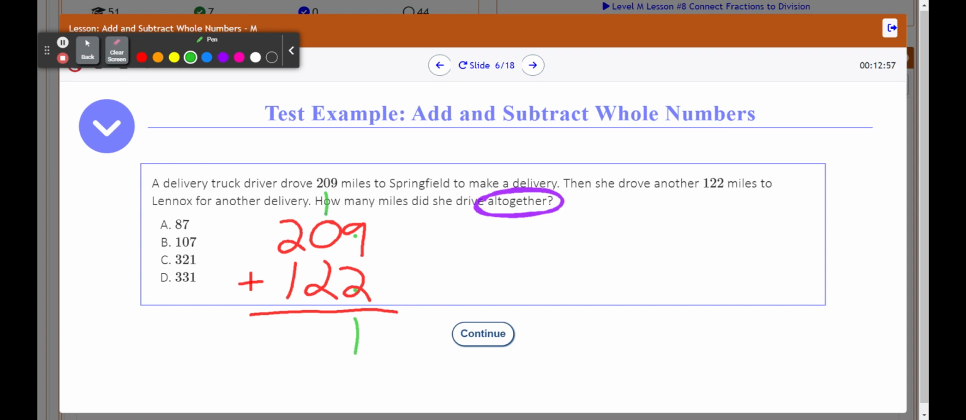Now I go to my second column and repeat. I have that 1 left over or carried over from the first column. So I have 1 plus 0 plus 2. Well, 1 plus 0 plus 2 gives me 3. Well, 3 is a single digit, so I don't need to carry anything over. I just move to my last column. I just have 2 plus 1. 2 plus 1 is 3, giving me a total of 331 miles.